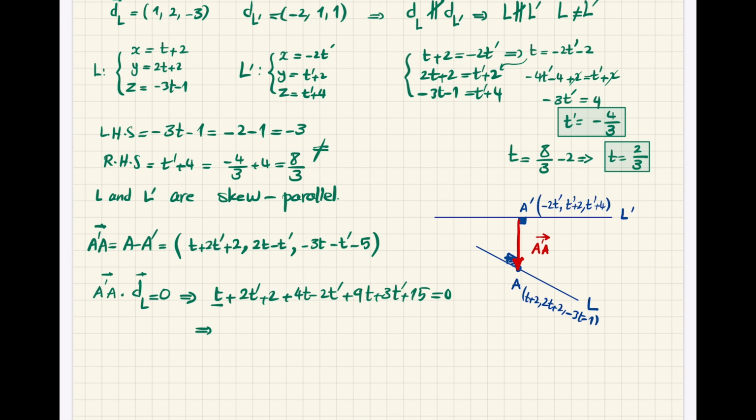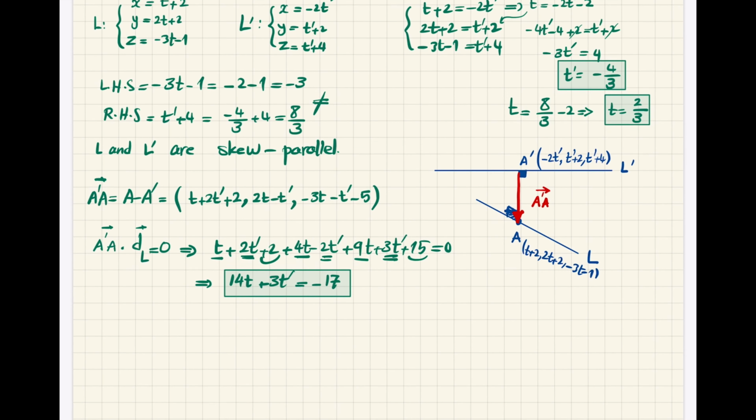So I have 1t here, 4t, 5t, and then this becomes 14t, yes? And then here I have 2t prime cancels, so I'm left with 3t prime. And for the numbers, I have 2, yes, and I have 15. I move it to the other side, so it becomes minus 17. So this is one equation. Yes? Other equation is also clear.